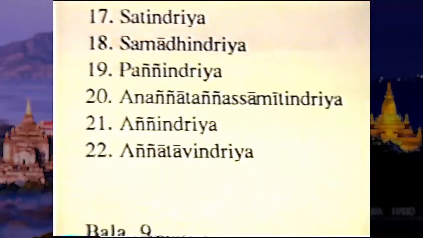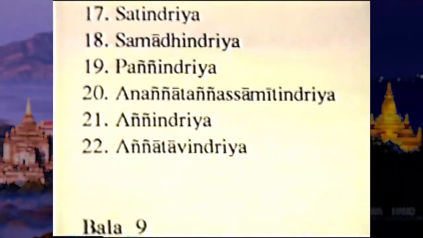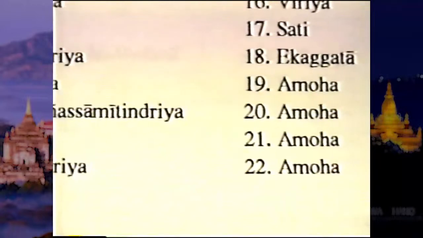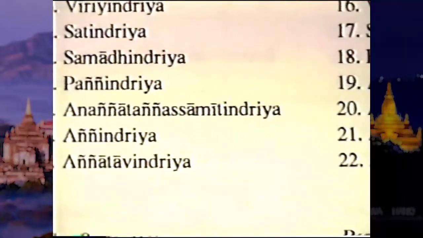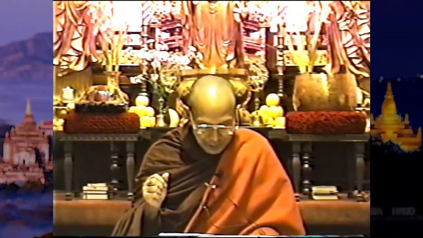Now, Ananyatanyasamitindriya. Let us divide the word. Ananyatang, that is one word. Nyasami, another word. Iti, another word. Indriya, another word. So these words combined to become one compound. Ananyatang, nyasami, iti, indriya. You have to know Pali to join these four words into one compound, and there is the coalition of vowels also.